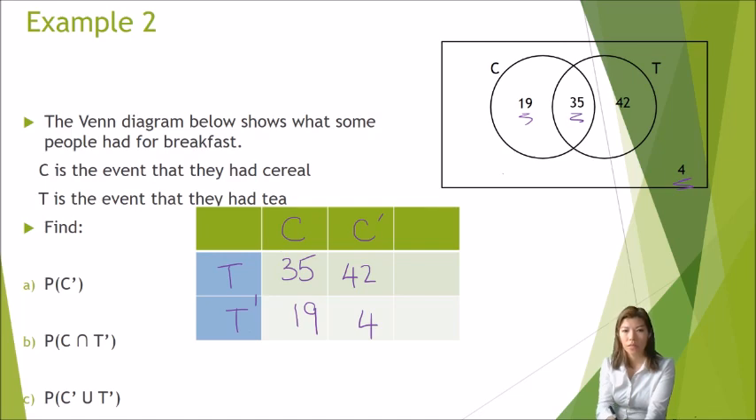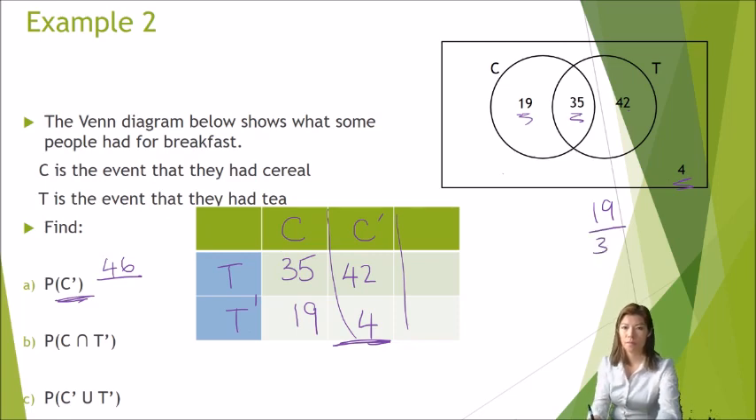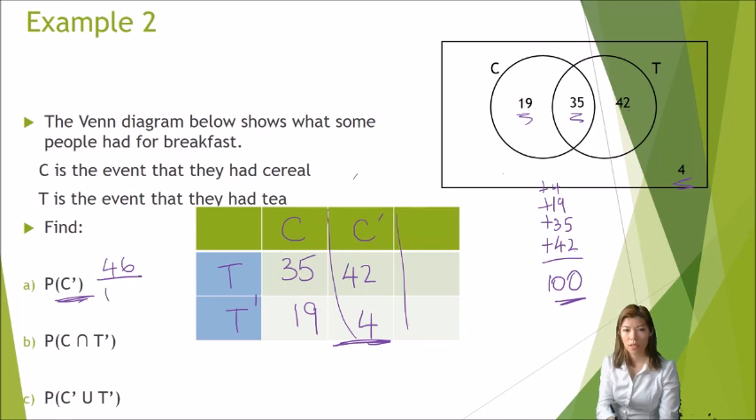So what is the probability of not C? So not C means both of these guys. So that's 42 plus 4 is 46 over, we have to count the total. So 19 plus 35 plus 42 plus 4. That is 100 exactly. So the probability is 46 over 100, or you can write it as a decimal, 0.46.